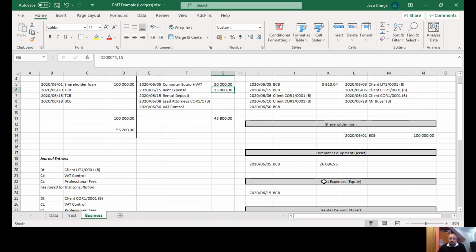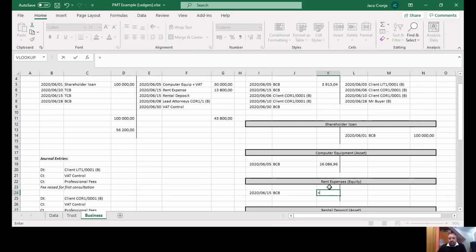Debit entry will be I have now incurred an expense. So it means my equity has decreased because I've given that money to the landlord. He will never give it back to me in future. It's now gone.